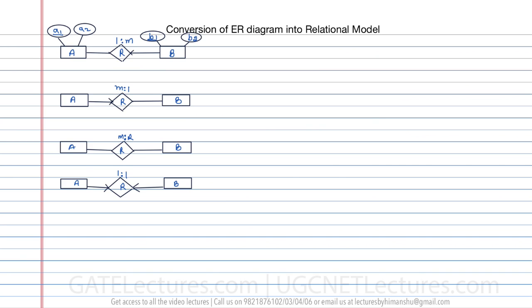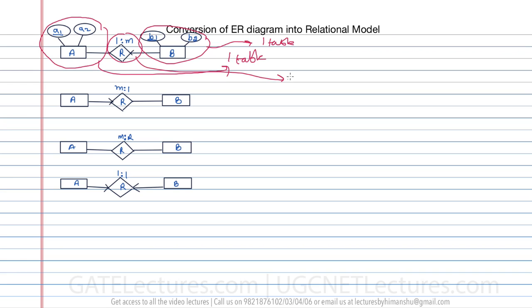Okay, so now let us take a few examples. Here in this example I've created some relations, and I want to ask you, if you convert this complete ER diagram into relations, how many tables are you going to require? So take the first example. If you convert this into tables, you require one table for this, one relation for this, and one table for this relationship.